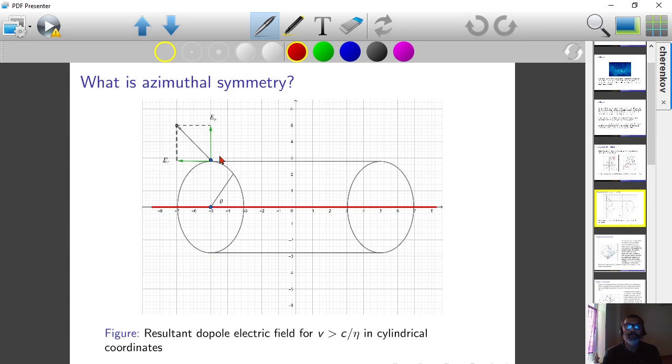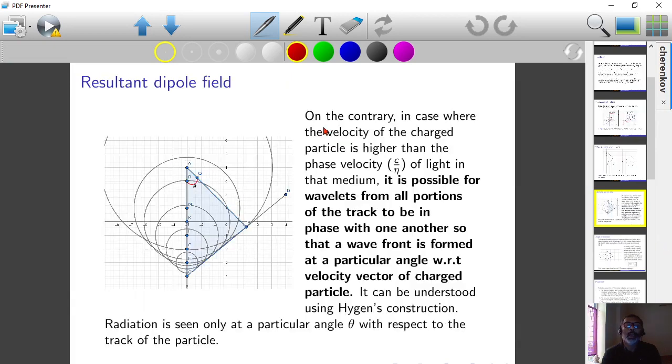In the cylindrical coordinates, we have rho, z and theta. Rho is the radial direction, theta is the azimuthal coordinate, and z is the axis of the cylinder. That means we have two components of the electric field, one along the z direction, another along the rho direction.